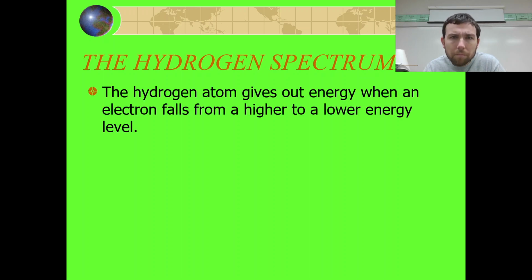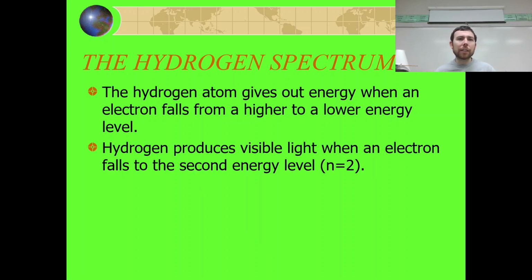So when we think about the line spectra for hydrogen specifically, what we know is that the hydrogen atom gives out energy when an electron falls from a higher to a lower energy level. It releases energy, right? So going from a higher state to a lower state releases energy. Likewise, if we're going from lower to higher, it would be taking in energy. It would be taking in an energy that corresponds to that particular transition. So that should not be anything that's new to us.